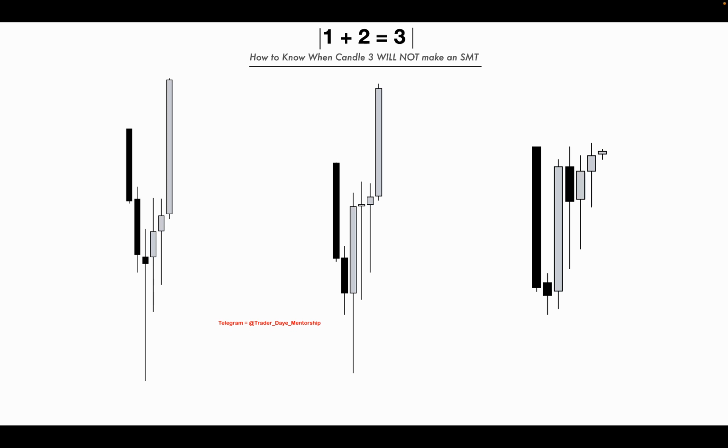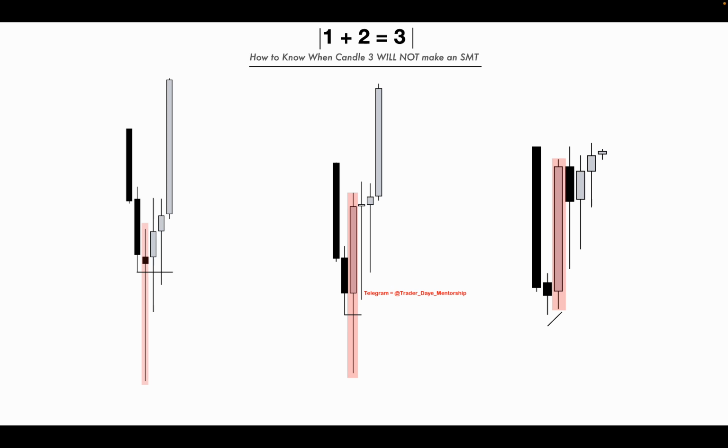All right, 1 + 2 = 3. How to know when candle 3 will not make an SMT. If you look closely, you will see that after we had our PSP form, candle number 3 made failure swings on all of the assets. None of them turtle souped candle number 2. And the reason this happened is because there was already a predefined SMT that started the buy program. That's not to get confused with a buy model. A buy program is whenever, or any program, buy or sell program, is whenever price runs quickly in one direction and usually offers 1 to 2 fair value gap entries.